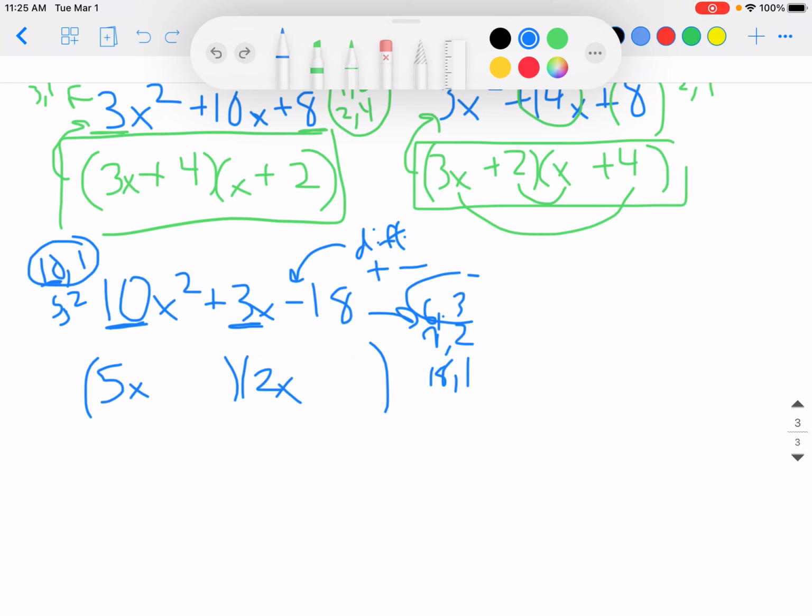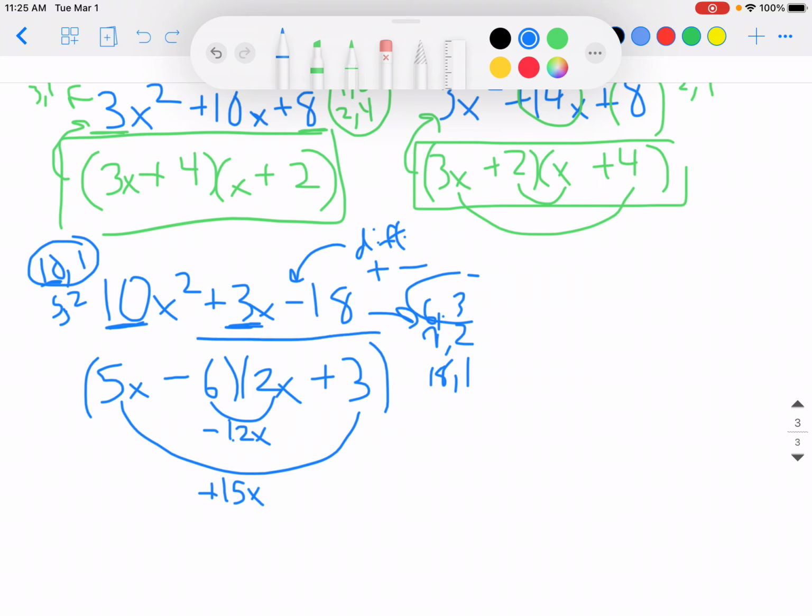And now I'm going to try maybe 6 here, 3 there. This gives me 12. This gives me 15. I like that. So let me write that down. So here we have 12x. Here we have 15x. Now the thing is, I need it to be a positive 3x, meaning this one needs to be positive, that one needs to be negative. So if that's going to be the case, this is going to be minus 6, and that's going to be plus 3. All right? And that's how I end up factoring that.